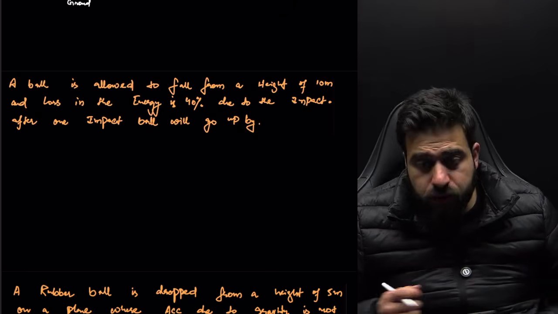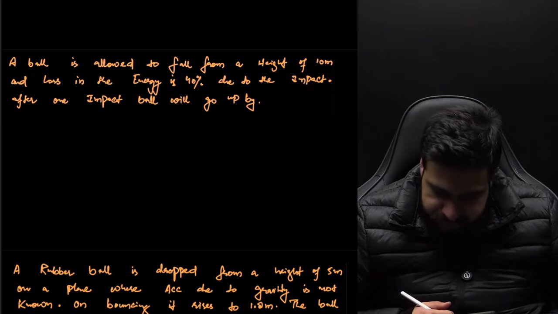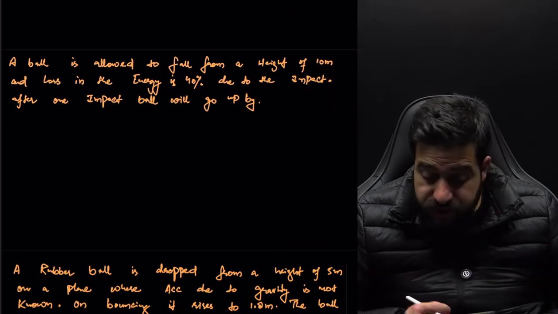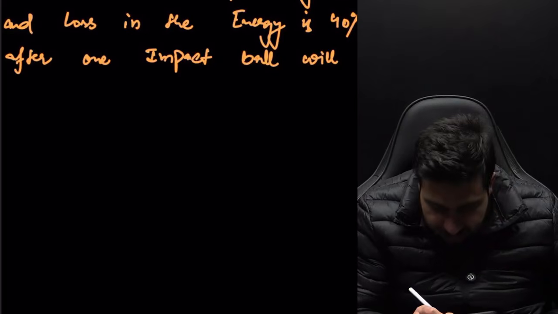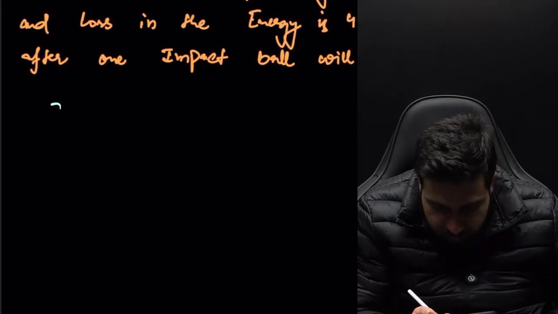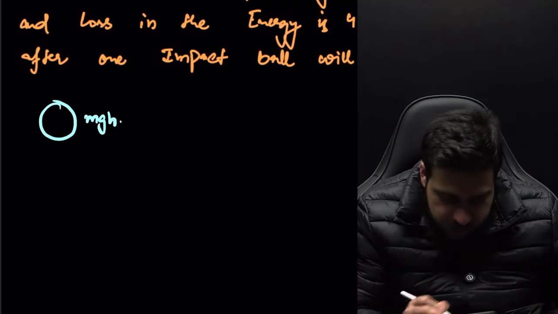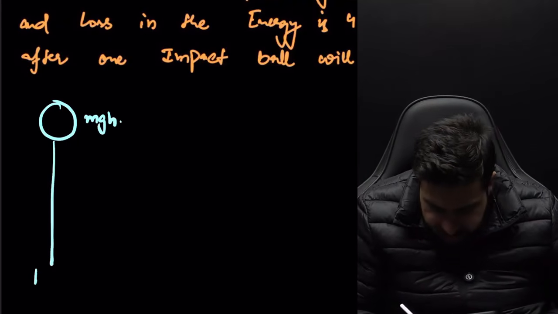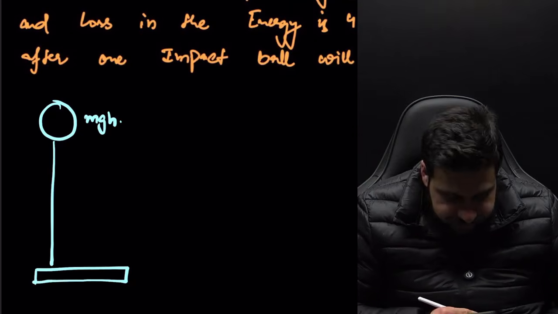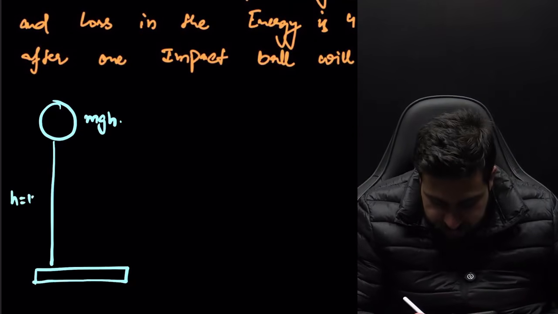A ball is allowed to fall from a height of 10 meters, and the loss in the energy is 40%. See guys, the question: we have a ball over here. At the topmost point it is at height h, so the potential energy of the ball is mg into h. It is allowed to fall from a height of h equal to 10 meters.